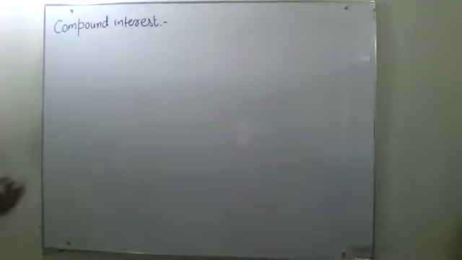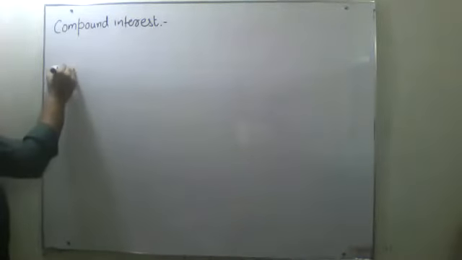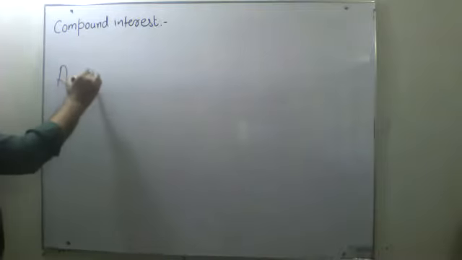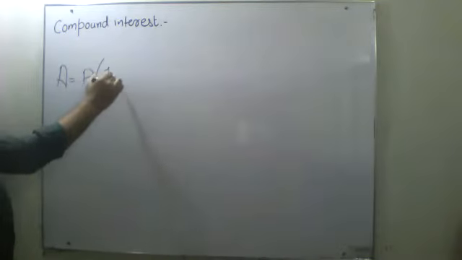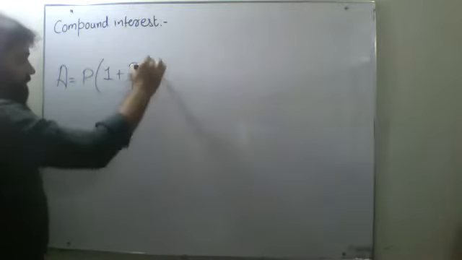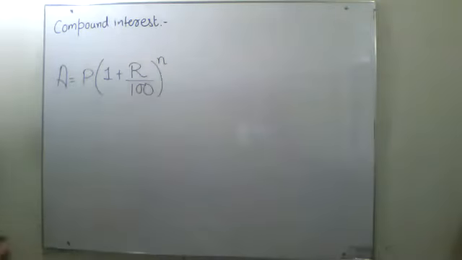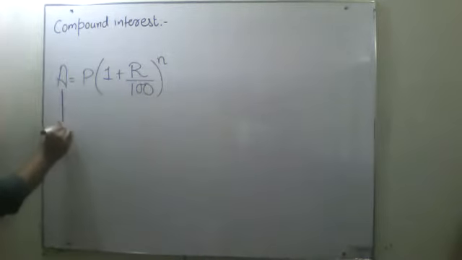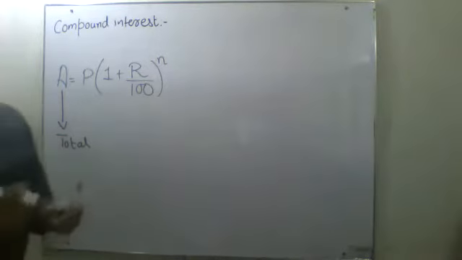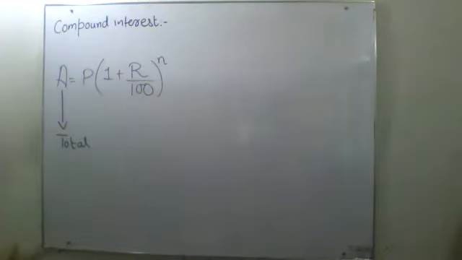Now, first of all, in compound interest, there is a formula. The formula is A equals P (1 plus R over 100) whole power n. In this formula, A is the total amount after the principal and interest are added.